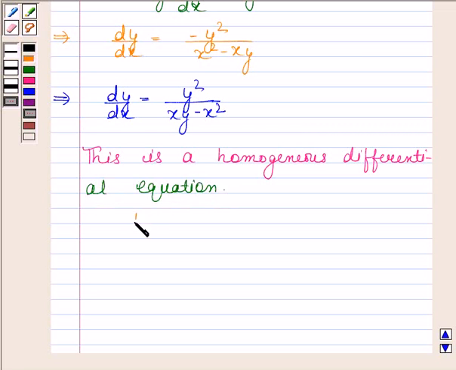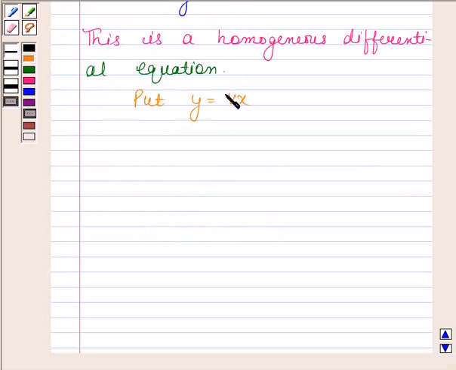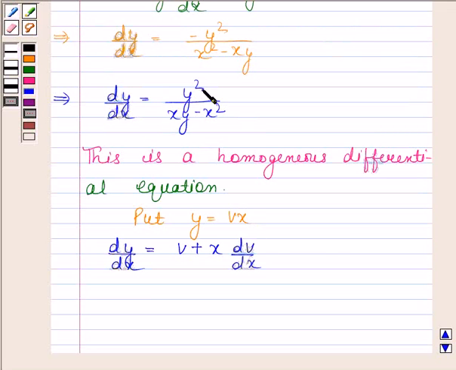So we will put y as v into x. Now differentiating this equation with respect to x, we get dy by dx equals v plus x into dv by dx. Now substituting vx in place of y and v plus x into dv by dx in place of dy by dx, we get v plus x into dv by dx equals v square x square divided by x into vx minus x square.